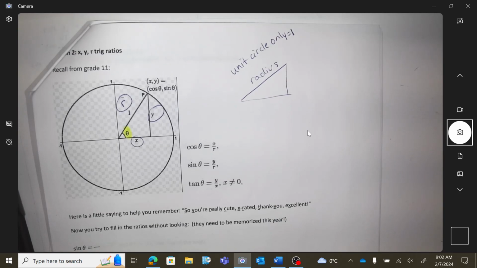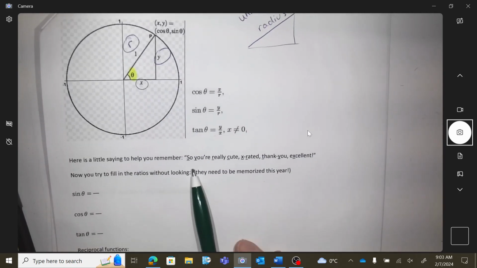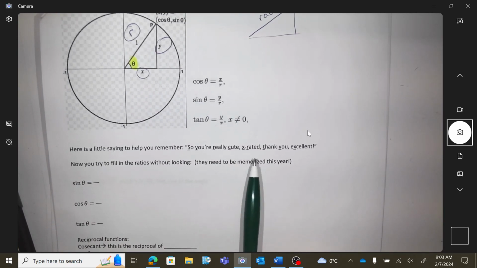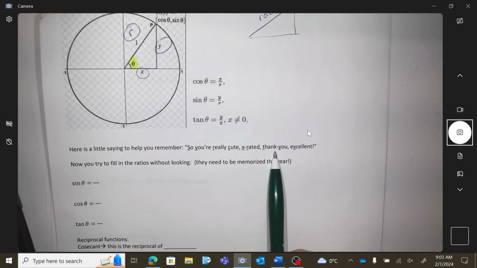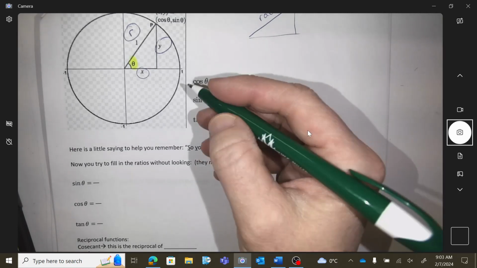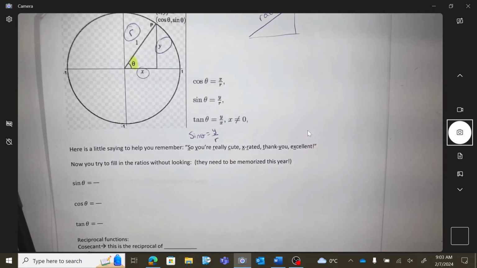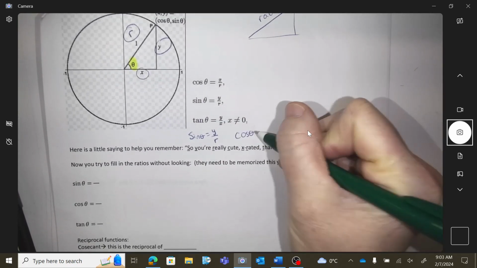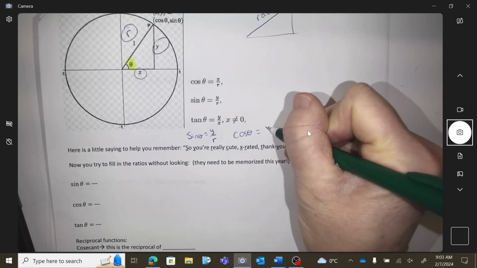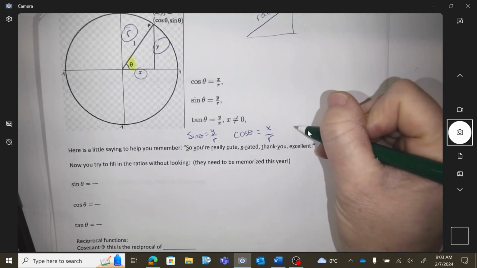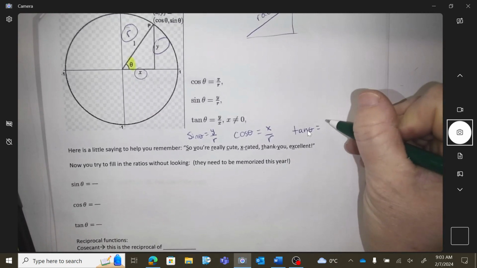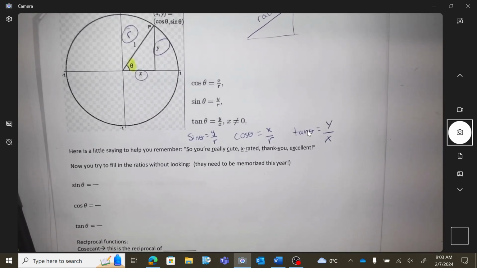Okay, so I think I taught you this little acronym. Do you remember this? So you're really cute, excellent. Or X-rated, thank you, excellent. So that is: you're really cute, X-rated, thank you, excellent. That's where those are all coming from. So it's a really fast way to hopefully remember your ratios, but then if you get stuck, it's just SOHCAHTOA, right?